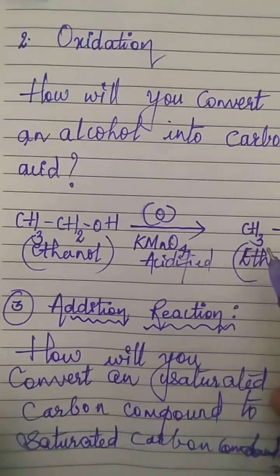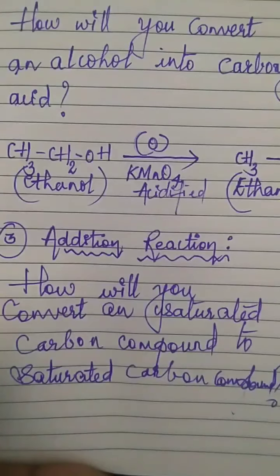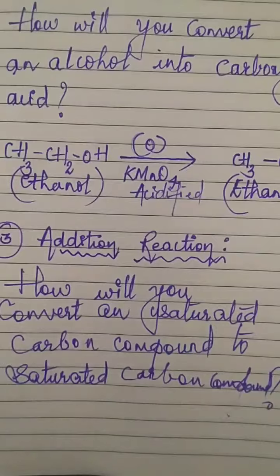To convert alcohol to acid, we use an oxidation reaction, with KMnO4 as the oxidizing agent; it will give oxygen. To convert an unsaturated carbon compound to saturated, we will make that compound undergo an addition reaction. Let's see the reaction now.